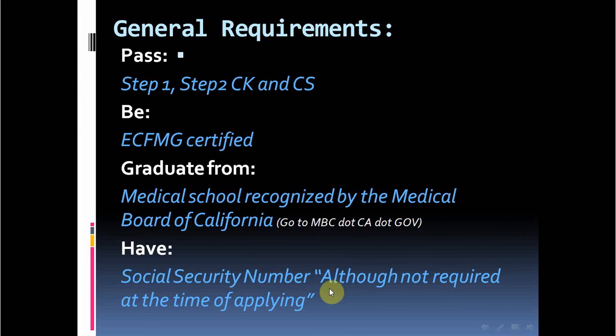And you need to have a social security number, although this is not required by the time of sending your application. You can send your application even if you still don't have a social security number, but they will not issue you the PTAL unless you have one. So you can provide your social security number if you know that you are going to have it at some point later on before you need your PTAL.